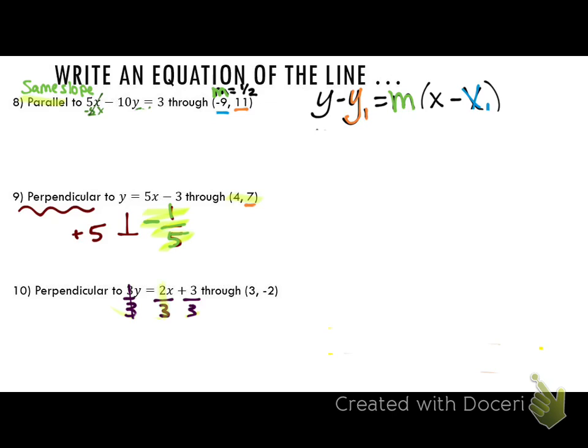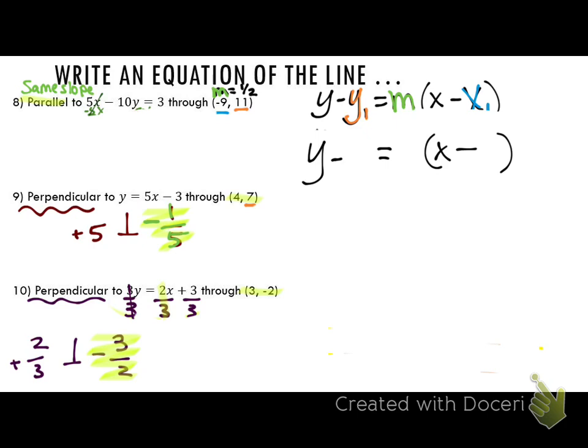So what is perpendicular to 2 over 3? Negative 3 over 2. Change from a positive to a negative, and then we flipped it. So we're going to use this as our slope, and then use our points in point slope formula. y minus y1 equals m times x minus x1.